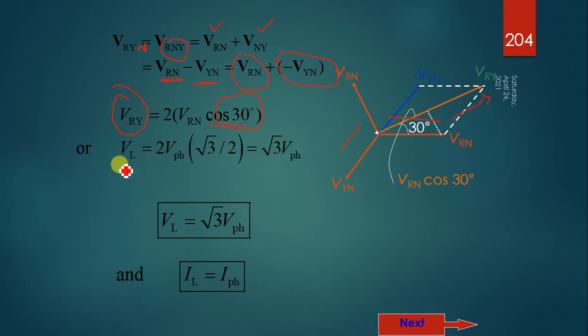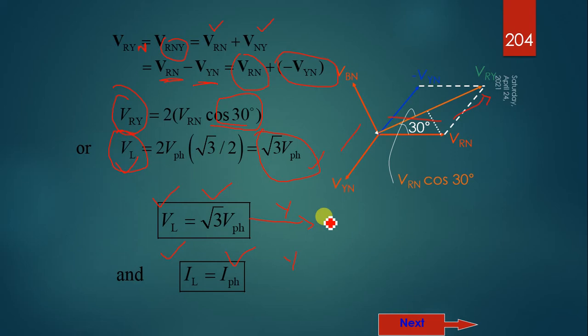Or the line voltage is 2 into Vph into root 3 by 2. So whatever line voltage we get is root 3 times the phase voltage. This is in the case of star or Y connection: VL is equal to root 3 Vph. Similarly, IL, the line current, is equivalent to I phase in the case of a star connection, where line voltage is actually root 3 times Vph. What is this root 3? How much is the value?